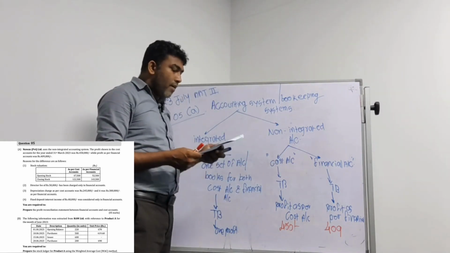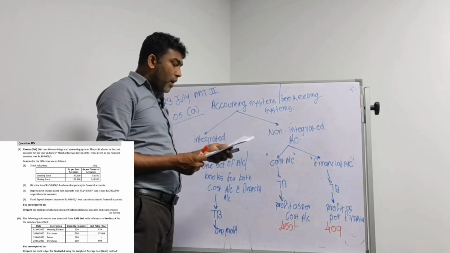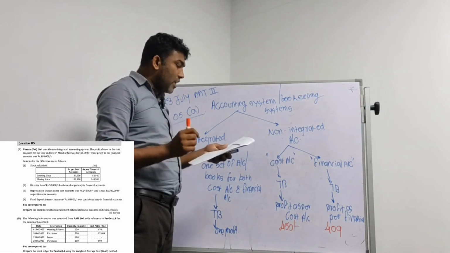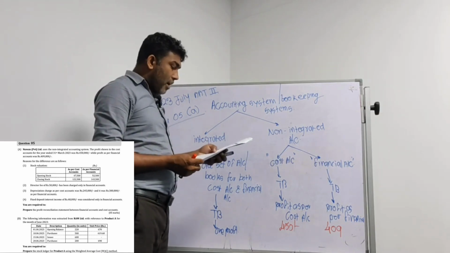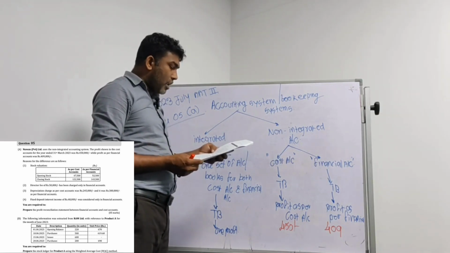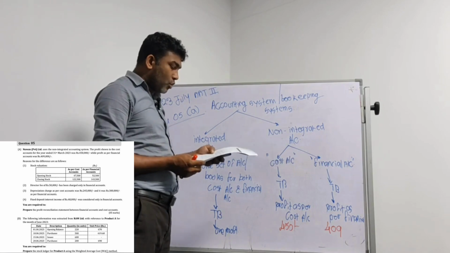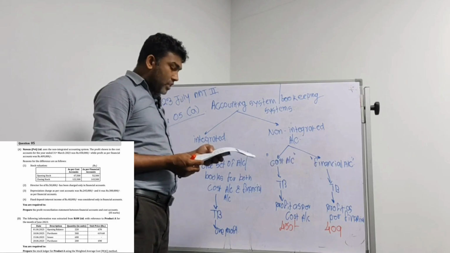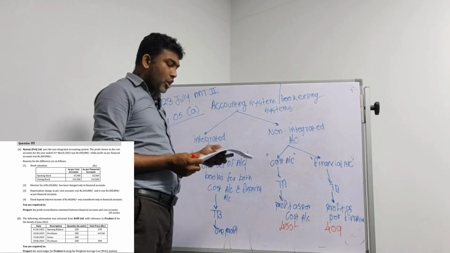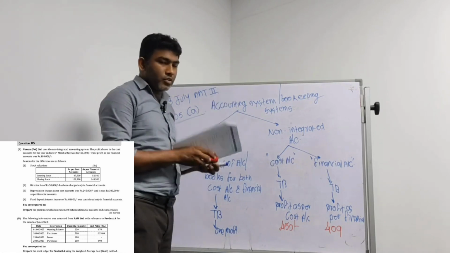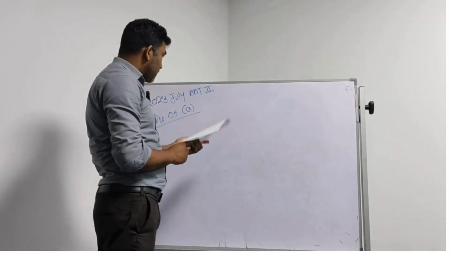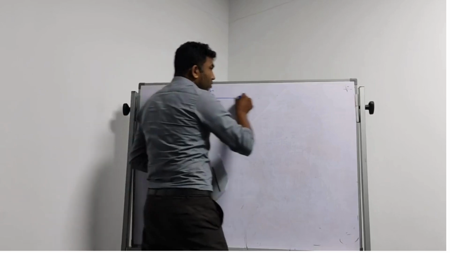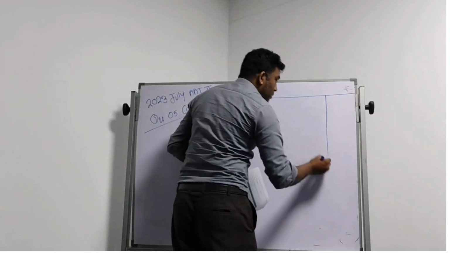We'll read the rest. Reasons for the difference are as follows. There is a difference in stock valuation, opening and closing. Then they have given 4 additional adjustments. Then they are asking you to prepare a profit reconciliation statement between financial accounting and the cost accounting. So shall we do? Right, we'll draw the table format first. So this is the table format to give the answer.